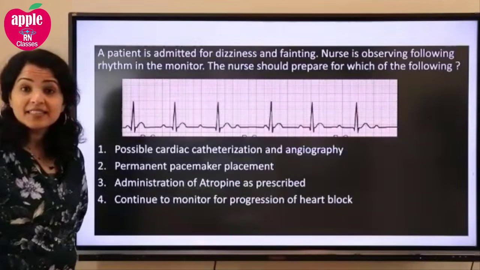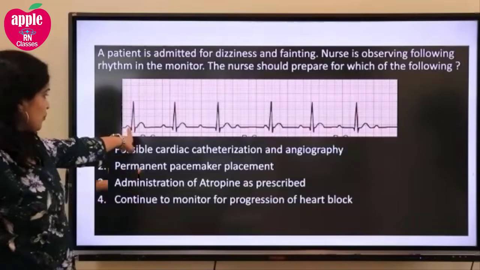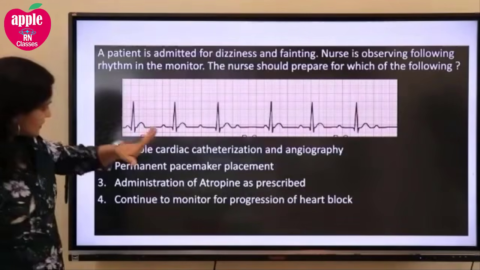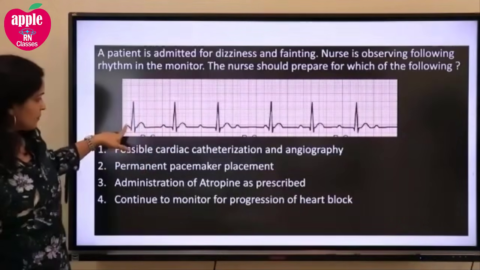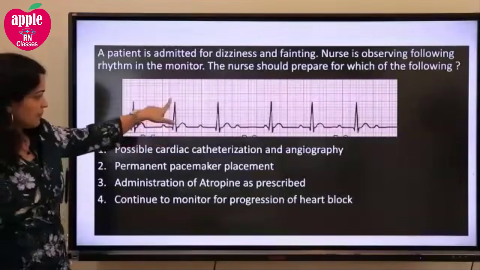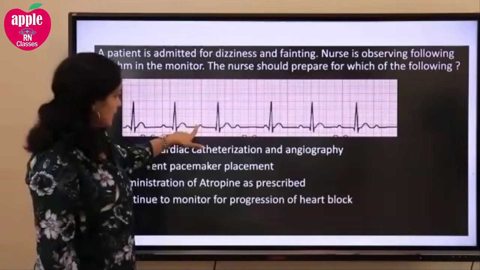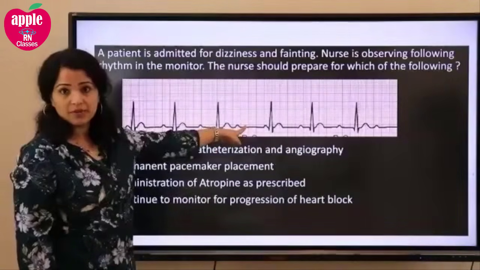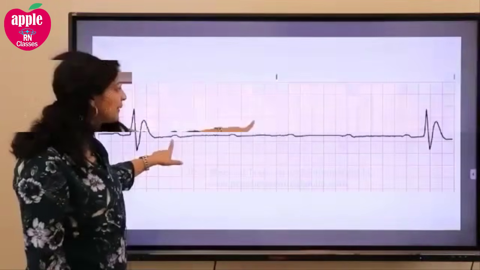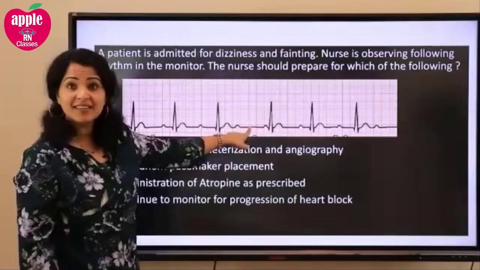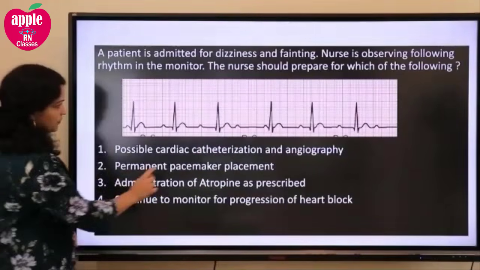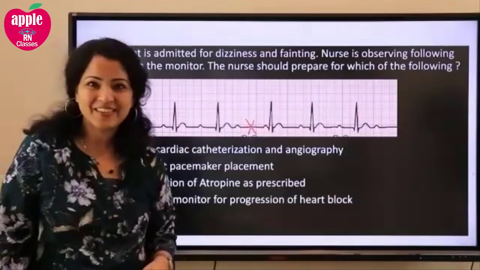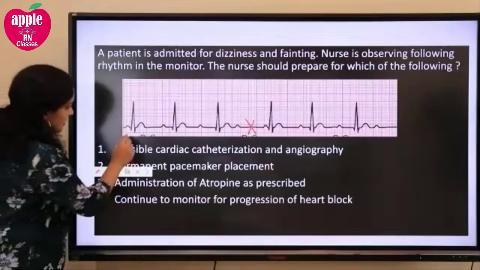So let's look at the problem. Well, it seems like there's a P, there's a QRS. There is a P, there is a QRS. There is a P, there is a QRS. And then there is a drop. Oops, sorry. See, in between here, there is a drop. Right? The QRS is not there.